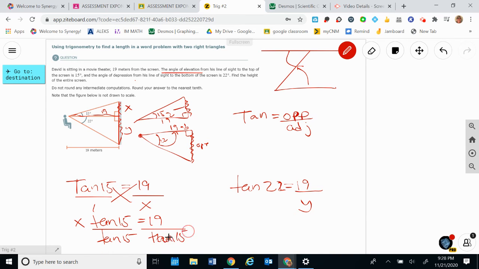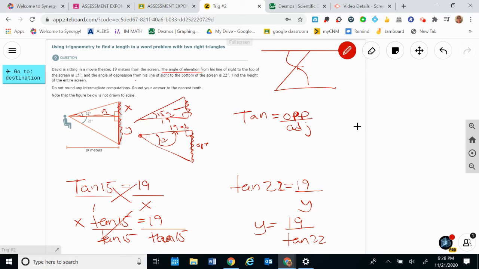Tangent of 15, sorry. And so you plug that into your calculator and you'll get the answer. And here, if you just remember, you can flip it around. 19 over tan 22. You guys also know there's another cool way to do this.